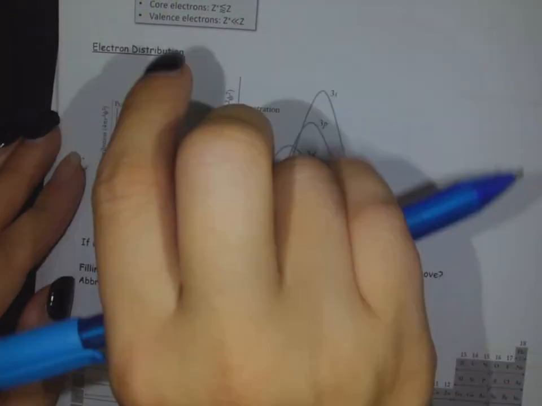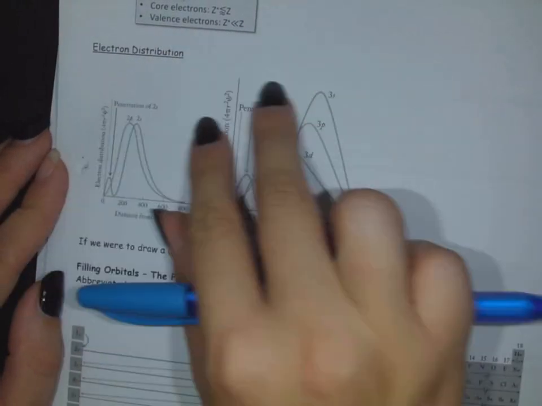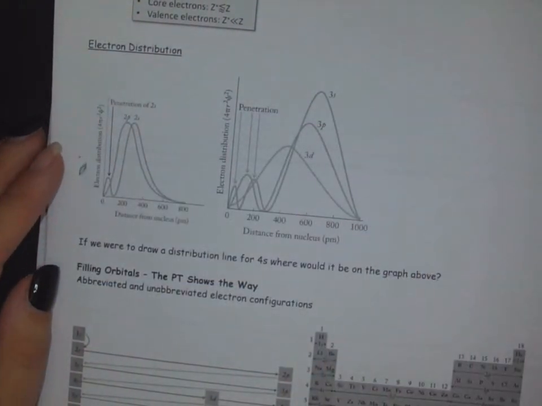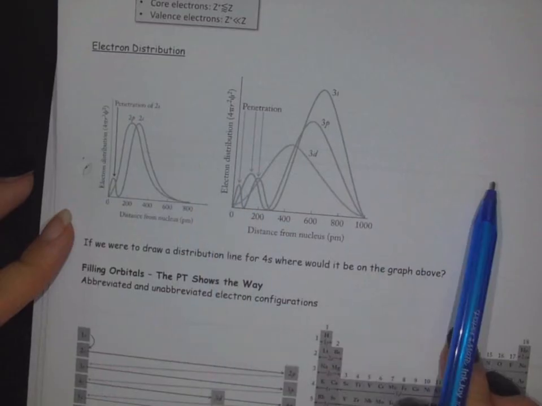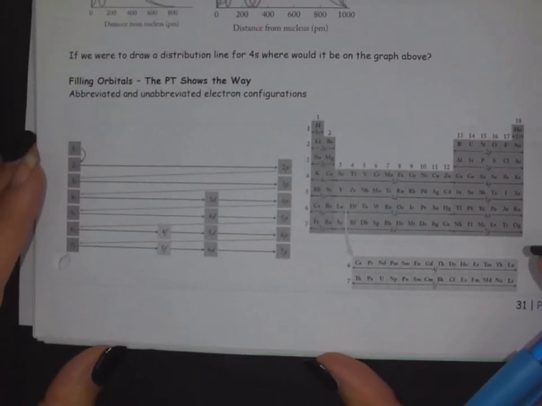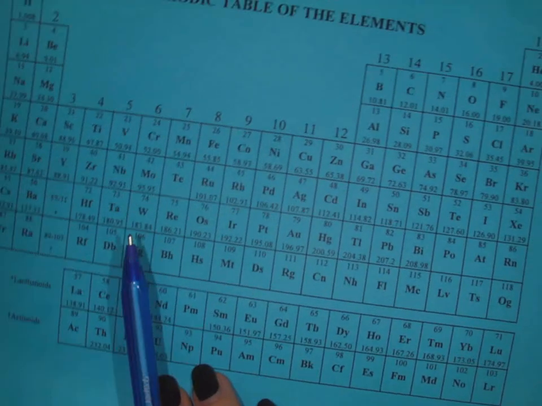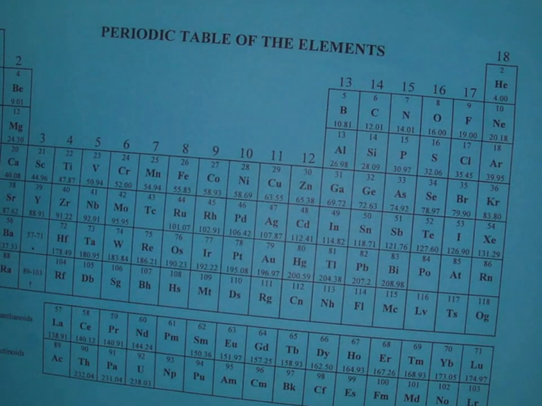We're going to skip this electron distribution. They've removed those questions, so we don't need to go over that. Yay. So what about using the periodic table to write electron configurations?